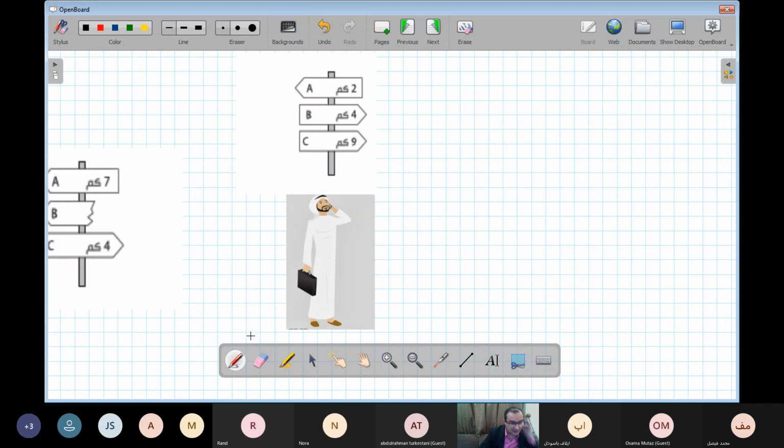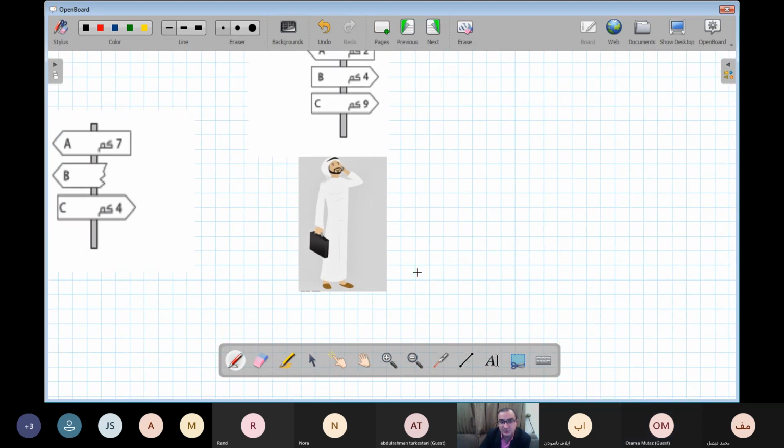Yalla, who can give me the answer? This one and the other, A, B, and C. One by one, raise your hand. Let's hear Osama, then we hear Noura. Osama, what does it mean? Moving to city B to the right will take us 4 kilometers. To C to the right.